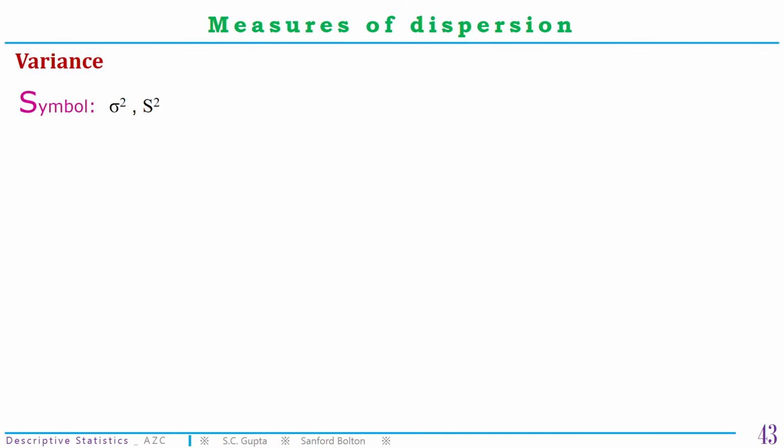Variance. Symbol of variance: sigma square or capital S square.